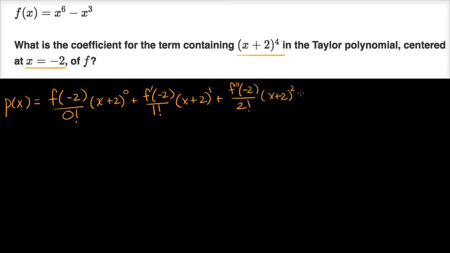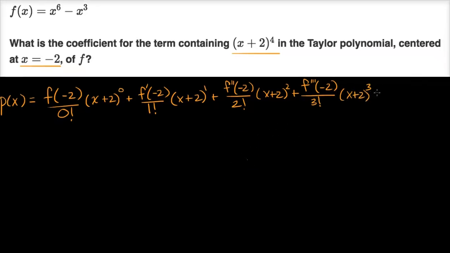I think you see where this is going. And really all we care about is the one that has a 4th degree term. But actually, let me just write the 3rd degree term too, just so we get fluent in this. So the third derivative evaluated at negative 2 over 3 factorial times x plus 2 to the 3rd power. And now this is the part that we really care about, plus the 4th derivative. I could have just written a 4 there, but I think you get what I'm saying. And then evaluated at x equals negative 2 divided by 4 factorial times x plus 2 to the 4th power.